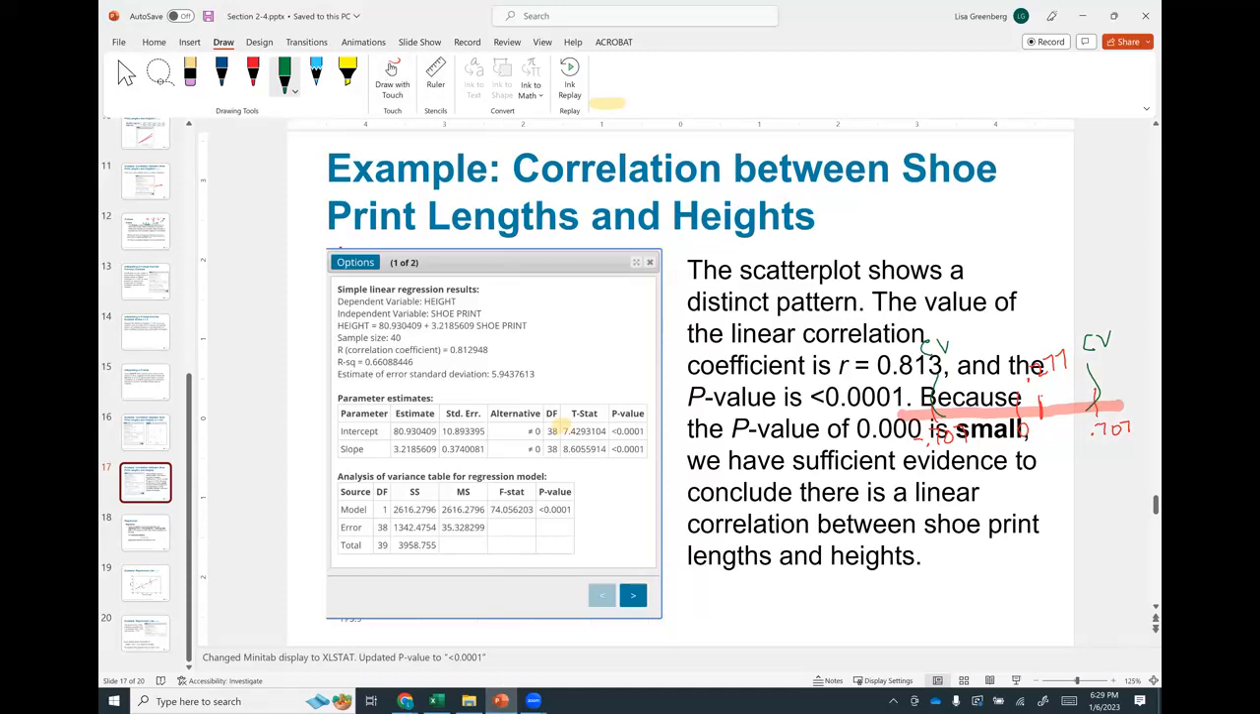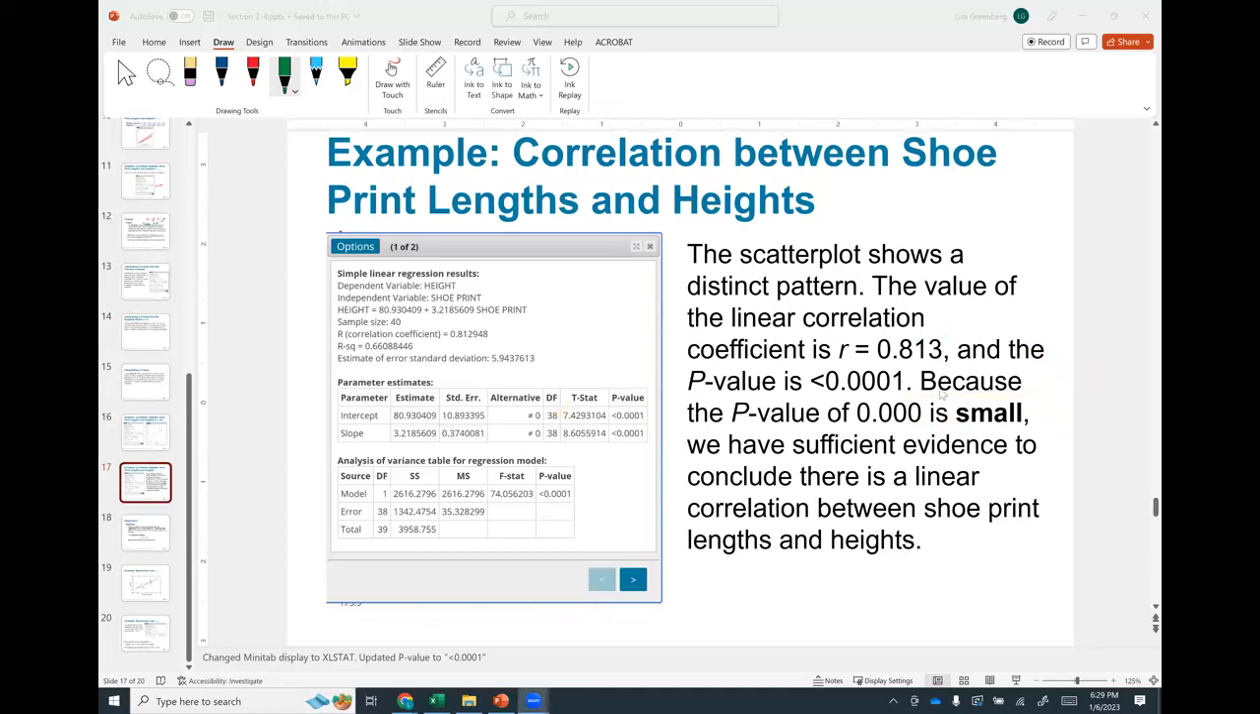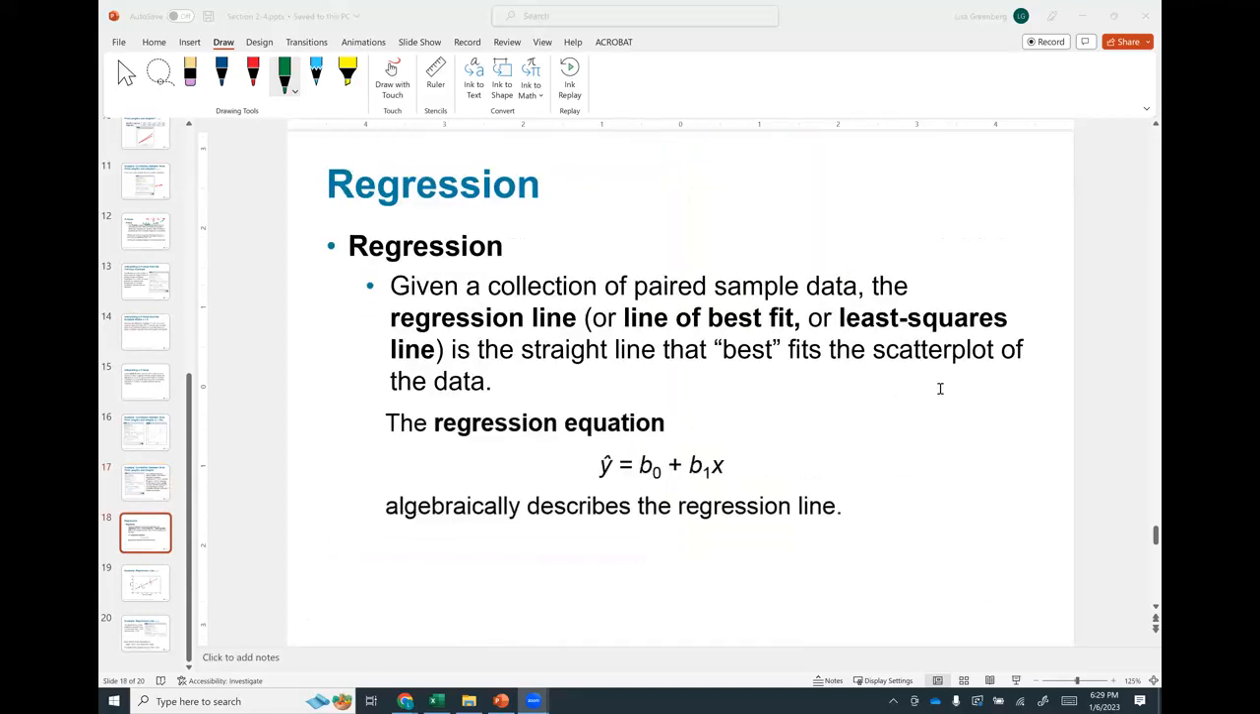So let's see what else we're gonna do. I have one more example that I wanna fit into the right place. Okay, so we did this. Okay, good, let's talk about regression.